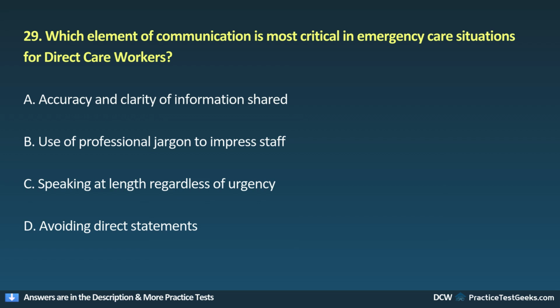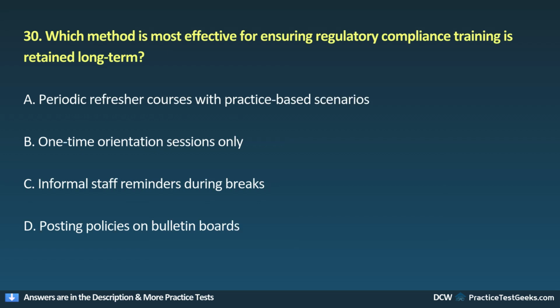A. Accuracy and clarity of information shared. B. Use of professional jargon to impress staff. C. Speaking at length, regardless of urgency. D. Avoiding direct statements. 30. Which method is most effective for ensuring regulatory compliance training is retained long-term?